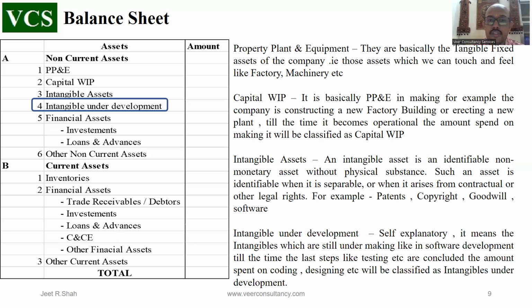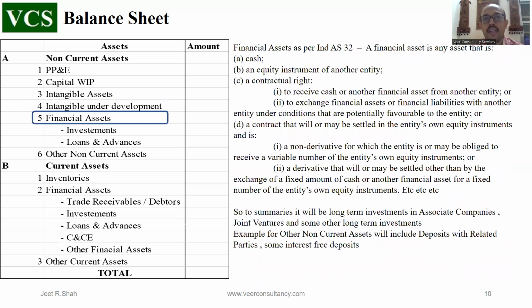Then the fourth are intangibles under development. They are self-explanatory. It means the intangibles which are still under making, like software development. Till the time the last steps like testing, etc., are concluded, the amount spent on coding, designing, etc., will be classified as intangibles under development. The next is financial assets.